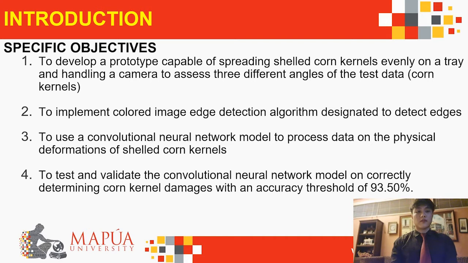Now for our third specific objective, it is to use a convolutional neural network model to process data on the physical deformations of shelled corn kernels or on the samples. The convolutional neural network will assist in categorizing whether it's a specific type of damage or a healthy kernel overall for each sample. Now for our fourth and final specific objective, it is to test and validate the convolutional neural network model on correctly determining corn kernel damages with an accuracy threshold or target of a 93.5% rating.